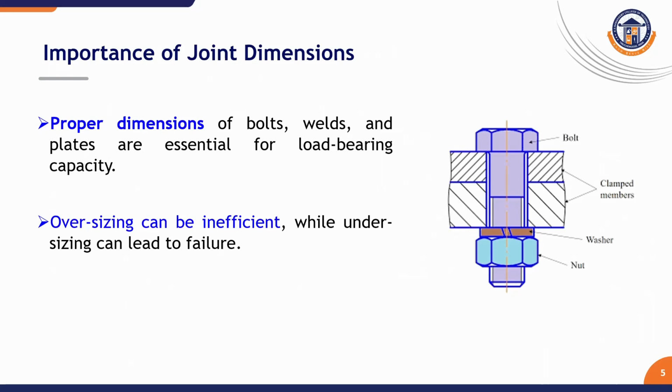Next, importance of joint dimensions and detailing. The correct dimensions of bolts, welds, and plates are essential. Oversized joints may be inefficient, and undersized joints can lead to failures. Proper detailing includes precise placement of fasteners and welds and easy inspection access. Well designed joints ensure smooth load transfer and reduce stress concentrations.